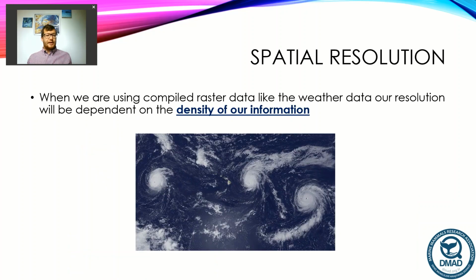Okay, so that's when we're looking at our remotely sensed data. When we're using compiled raster data, like the weather data, then our resolution will be dependent on the density of our information. So if we've got lots of points, then our data is going to be more dense, and our resolution is going to be better. And if we have more sparse data, then our resolution is obviously going to be worse.